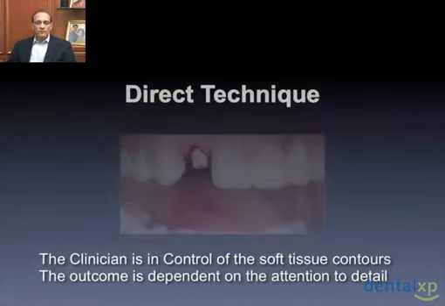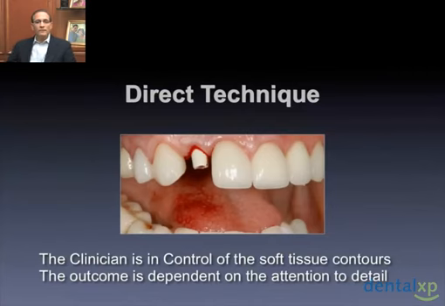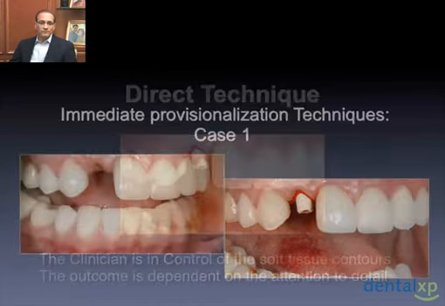Again, for this first case, we're going to go ahead and describe the direct technique, where the patient is presented straight from the surgeon, and we are now going to create the provisional. The clinician is in control of the soft tissue contours. The contours are up to us. The outcome that we achieve is dependent on our attention to detail. As long as the surgeon's given us what we need, then the rest of this should be very predictable.